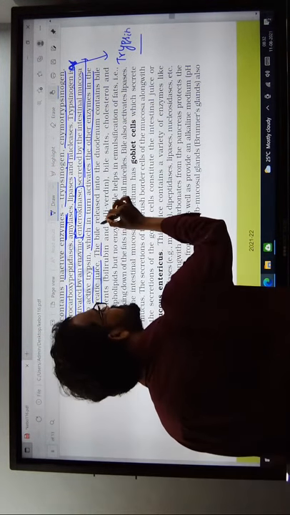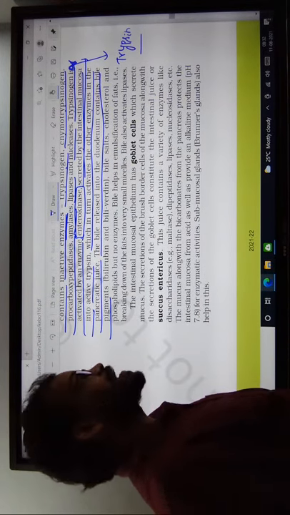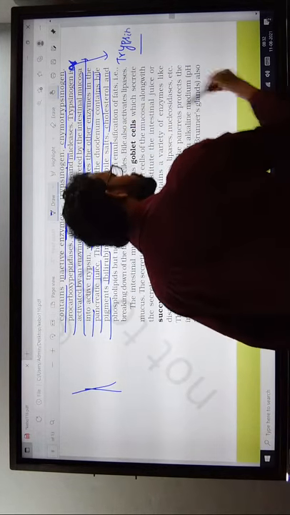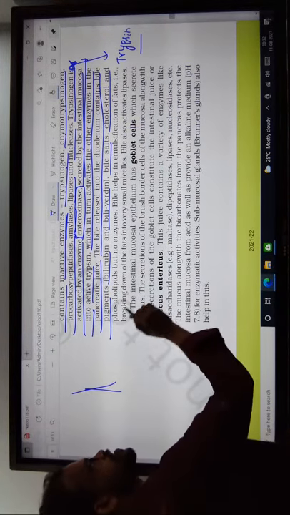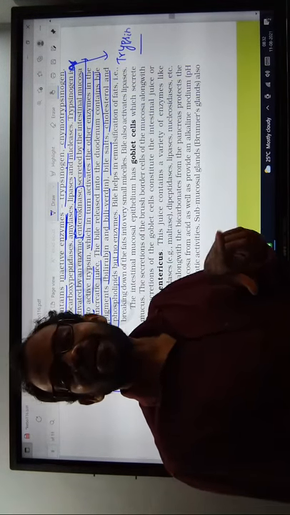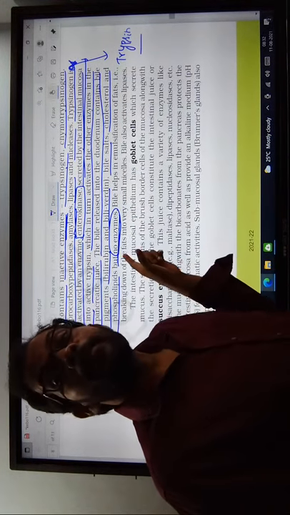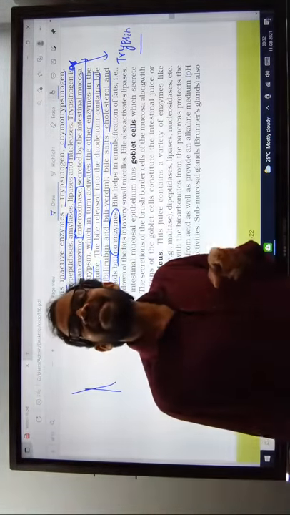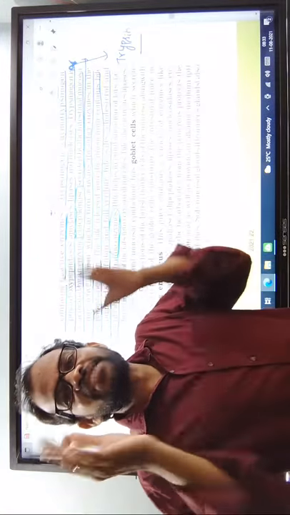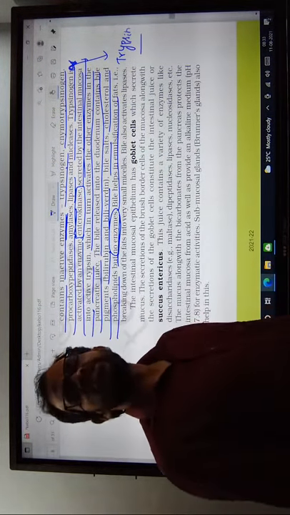The bile is secreted into the duodenum, containing bile pigments. What is the composition of the bile? Bilirubin, bile salts, cholesterol, and phospholipids, but no enzymes. The bile does not contain any enzymes. It contains bile salts, which participate in the breakdown of fat. Bile is helpful for the emulsification of fat.